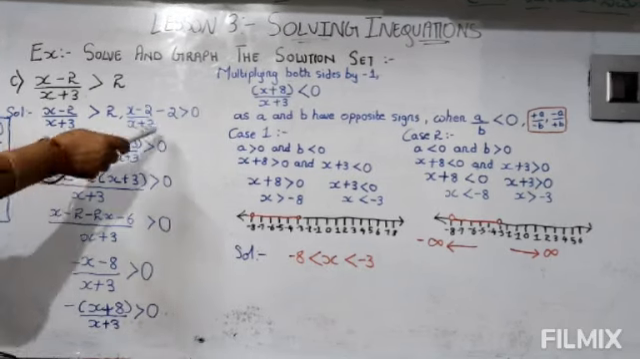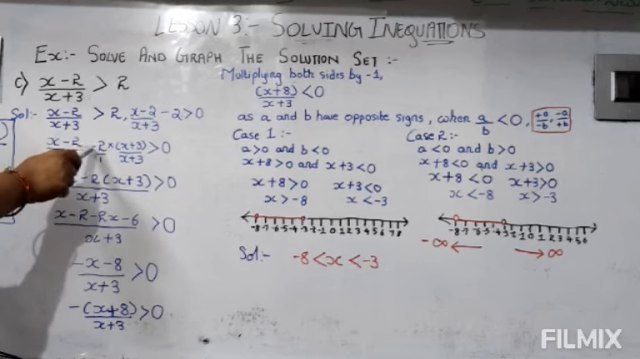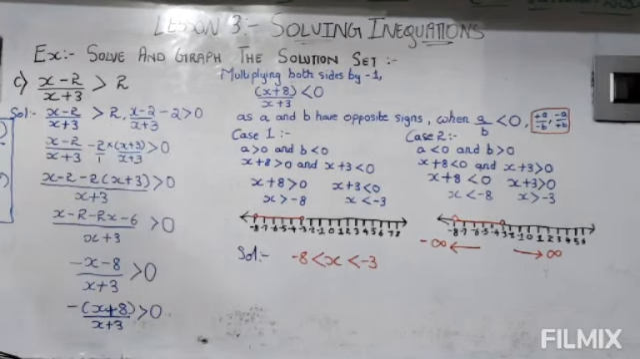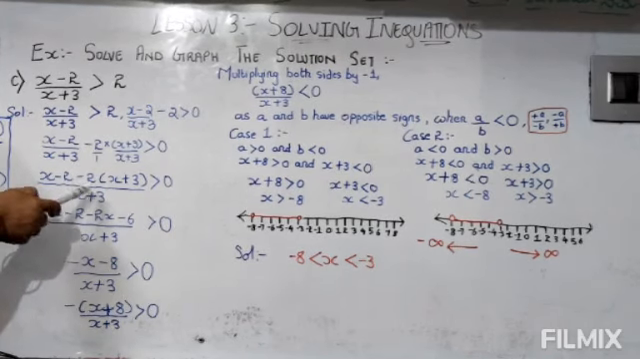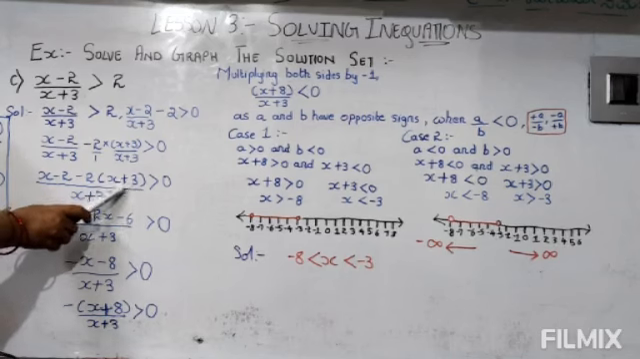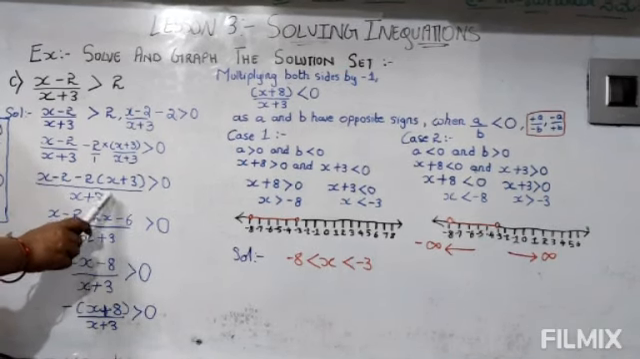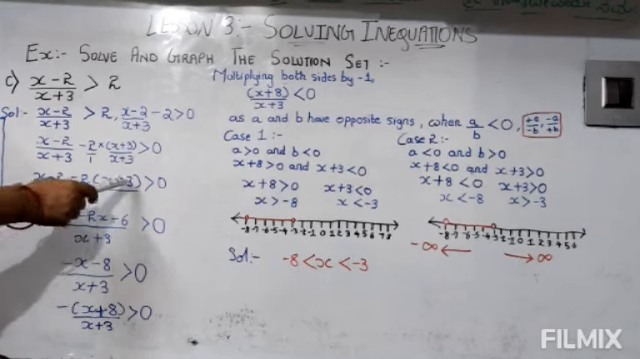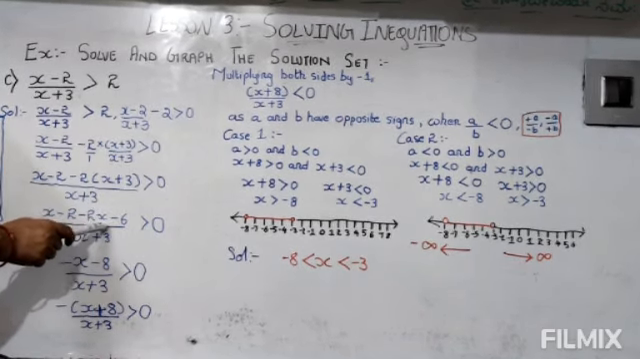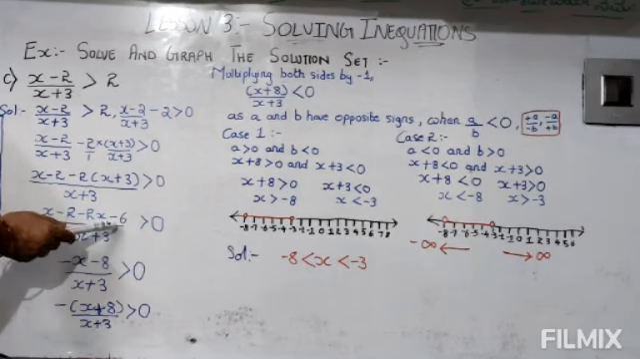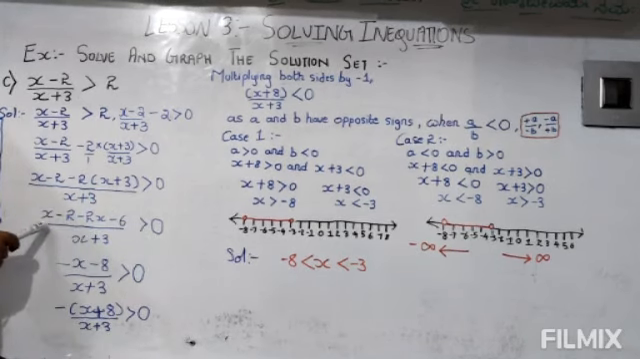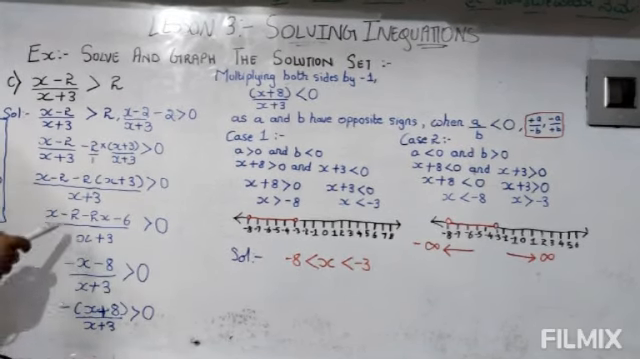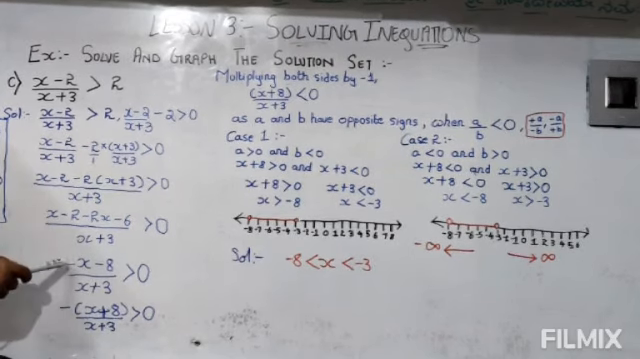So, x plus 3 is the LCM. x minus 2 into x plus 3 by x plus 3 greater than 0. x minus 2, remove these brackets, minus 2 into x is minus 2x, minus into plus, minus 2 threes are 6, divided by x plus 3 greater than 0. Therefore, minus 2x plus 1x is minus x.